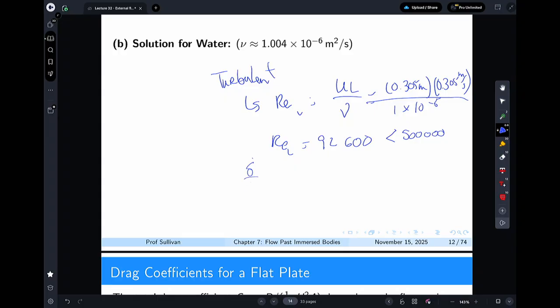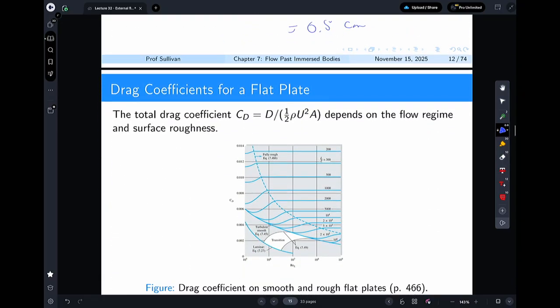Delta over L is 0.0164, 0.305, or half a centimeter. So higher momentum in the boundary layer, higher momentum outside, and that affects everything that you're seeing. Yeah, it's 5 times 10 to the 5th.